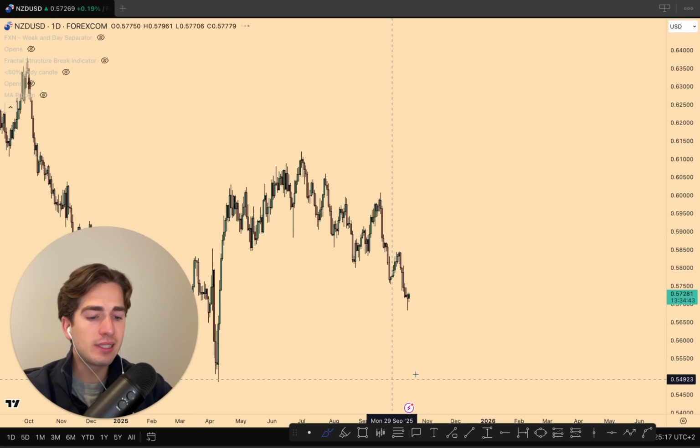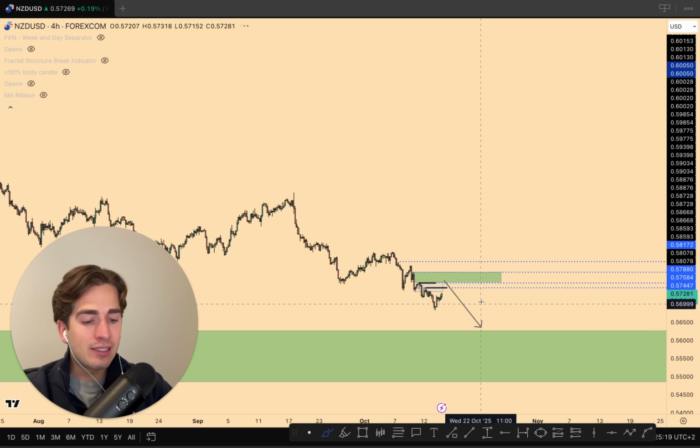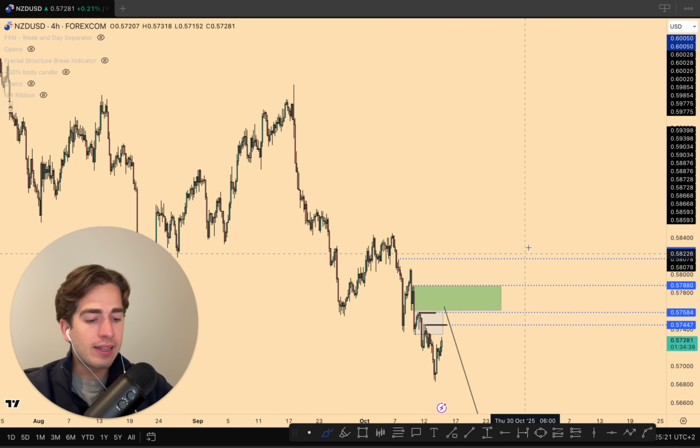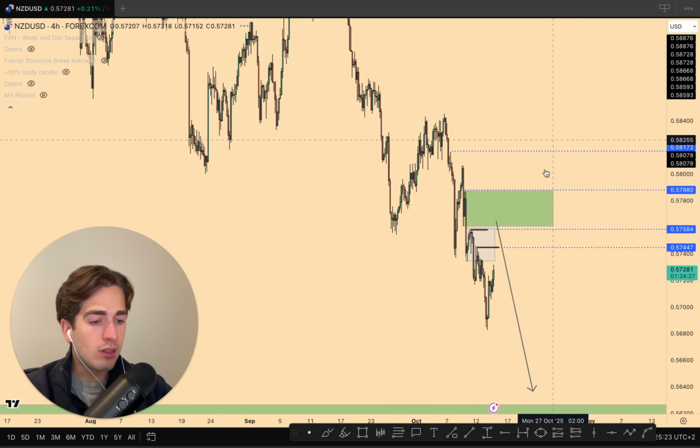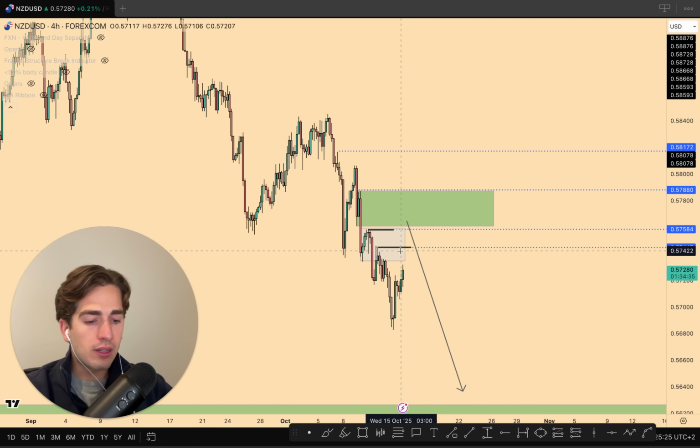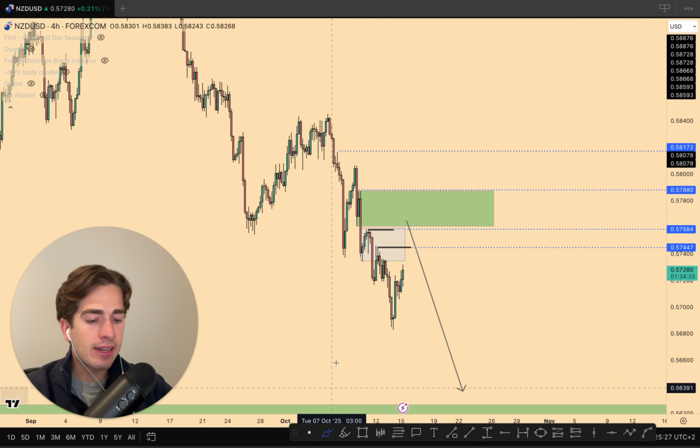Going into NZDUSD, we can see that NU has started to retrace. Again, very nice if it can push a little bit higher. Overall, I'm just looking for these lines to get taken out of liquidity.